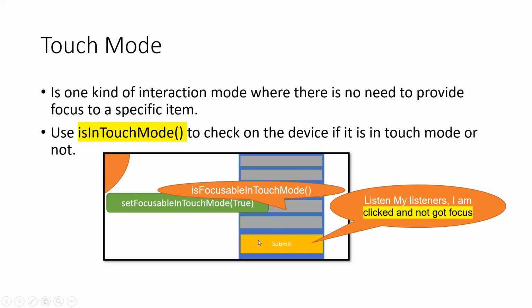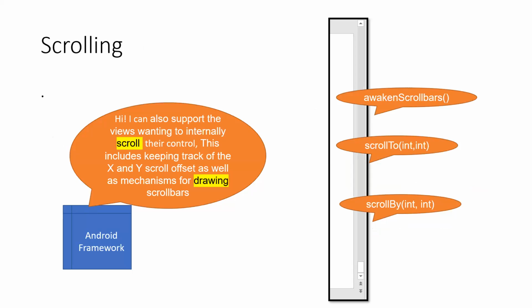The button is not focusable in touch mode; the other elements are. When you touch a button, it is not going to get focus. The only thing it will do on touching is call its listener. Another thing we also saw is scrolling. The Android framework can handle scrolling as well. There are three functions associated with scrolling: awakenScrollBars, scrollTo, and scrollBy.